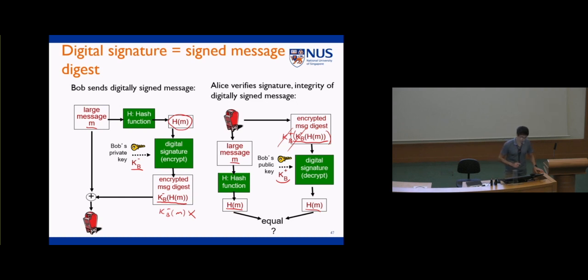So overall, what did Bob send? Bob sent the message itself and the signature of that message. Bob sent both. And Alice received both. All right?